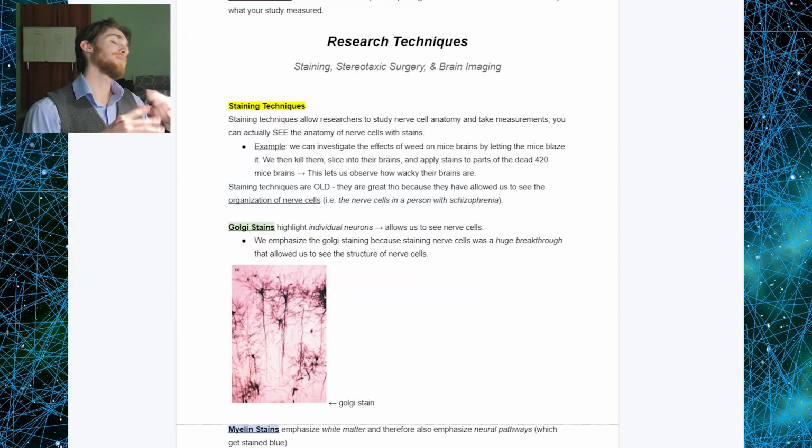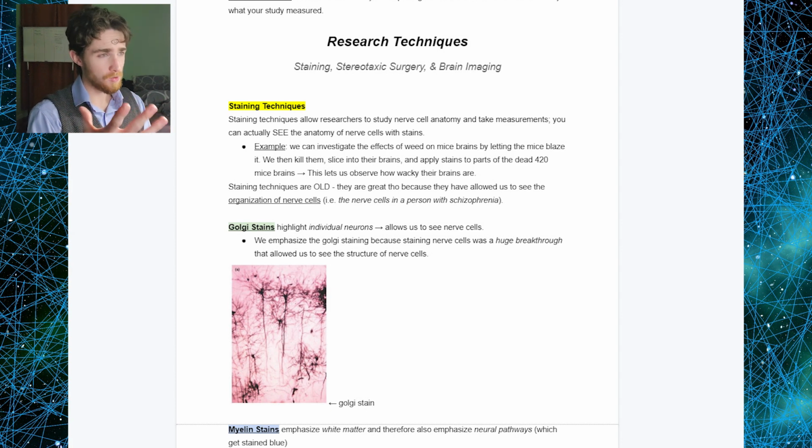Let's talk about staining techniques first. All right. Staining techniques allow researchers to study nerve cell anatomy and take measurements. All right. So with staining techniques, you can actually see the anatomy of nerve cells using these stains.